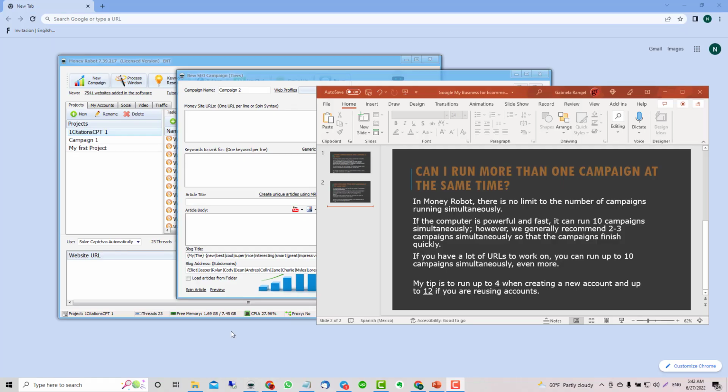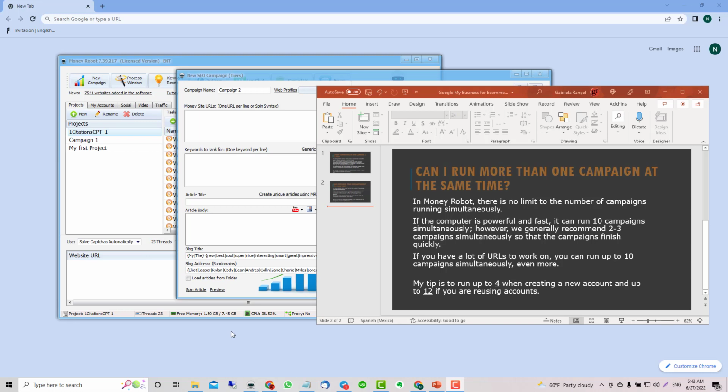Let's talk about one of the common questions: how many campaigns can I run at the same time? With Money Robot, you have no limit for the number of campaigns or for the domains, the different websites you are using. If you are someone who is giving backlinks to different clients, you have no issue with Money Robot because you can handle any number of domains or websites.